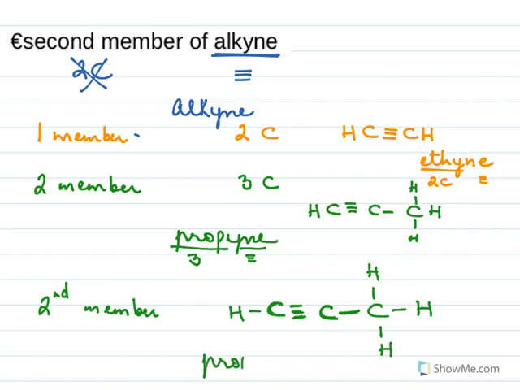Second member is propyne. Although it is the second member, it has 3 carbons, because in alkynes the first member starts only with 2 carbons. There is no 1-carbon alkyne.